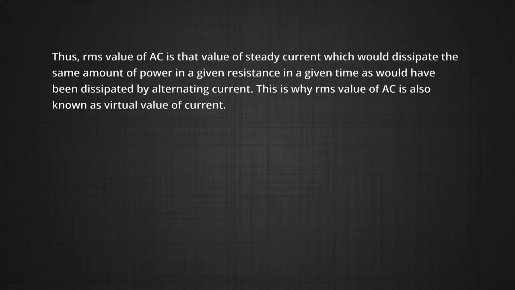Thus, the RMS value of AC is that value of steady current which would dissipate the same amount of power in a given resistance in a given time as would have been dissipated by alternating current. This is why the RMS value of AC is also known as the virtual value of current.